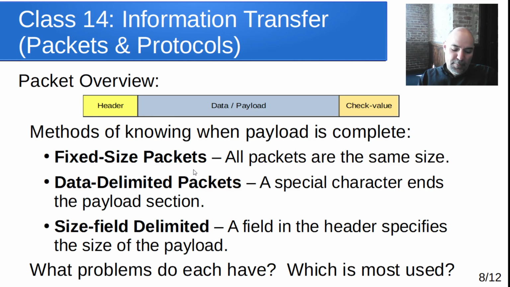There are also data delimited packets. The disadvantage there we kind of mentioned was if you have a delimiter, like a null character, that means null could not appear in the data because it would be accidentally interpreted as the end of the packet. The size field delimited is probably the most used and the most generic because that way you can have a variable size here and have it be arbitrary data without having to worry about the delimiter byte appearing in there.